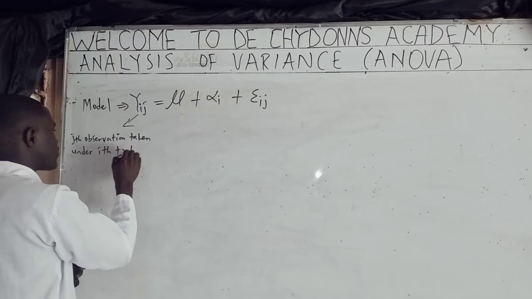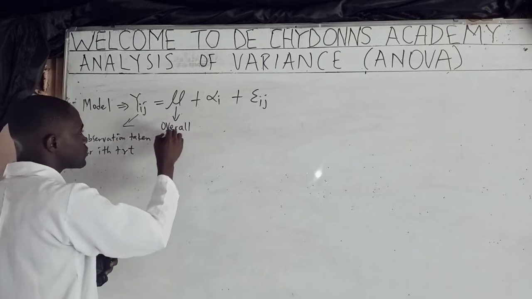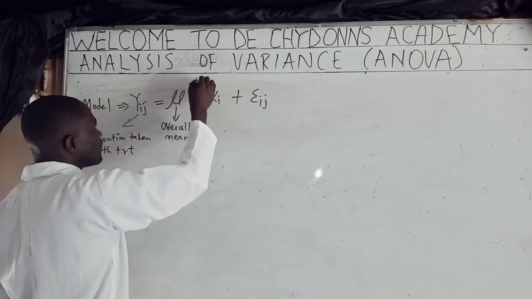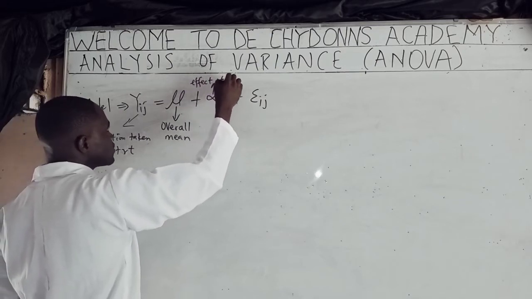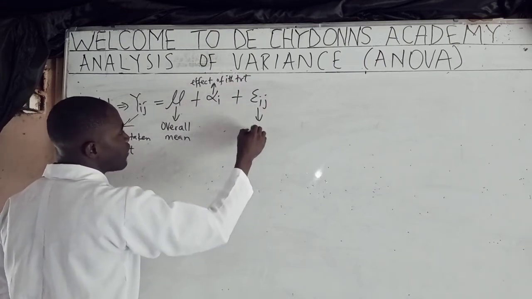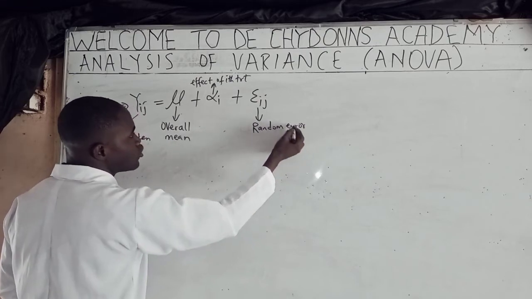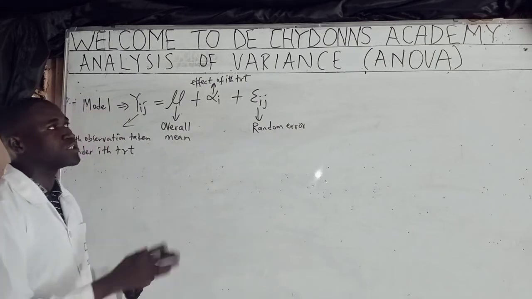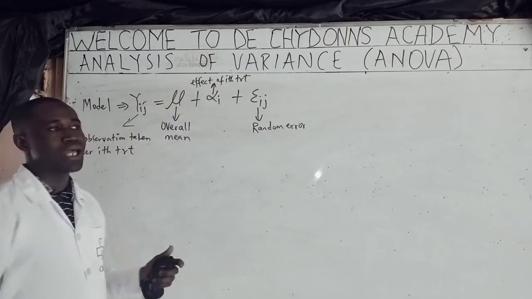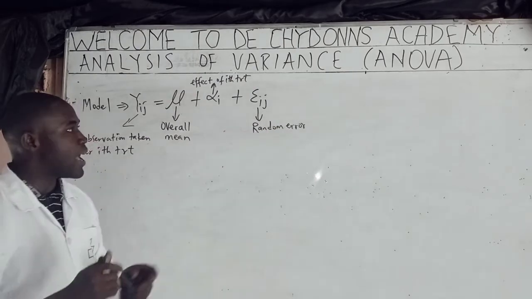Please, treatment, TRT. Then this is the overall mean. This means the effect of the ith treatment, while this one means random error. So while trying to compute a particular observation using one-way ANOVA, you must take cognizance of random error because there could be error in analyzing this.